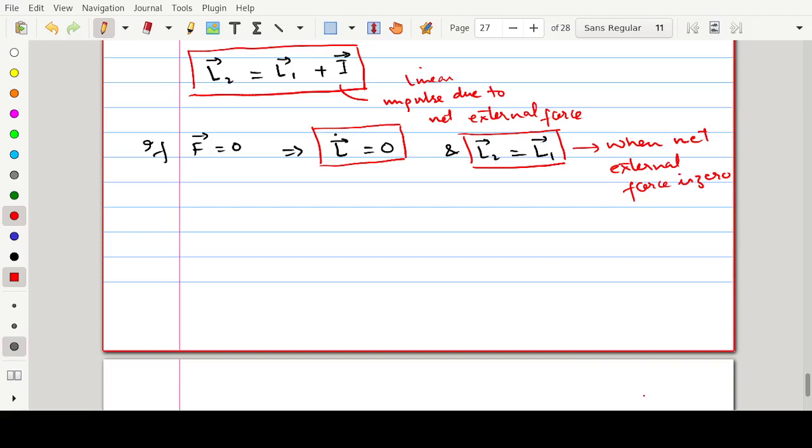Conservation of momentum might not hold for individual particles if there are some forces acting on the particle, but it will hold for the whole system as long as the net external force is 0.